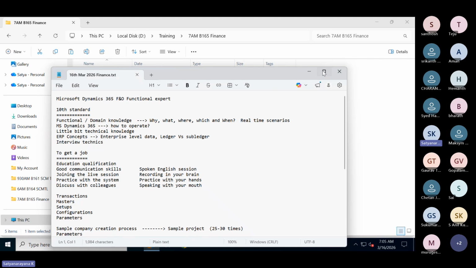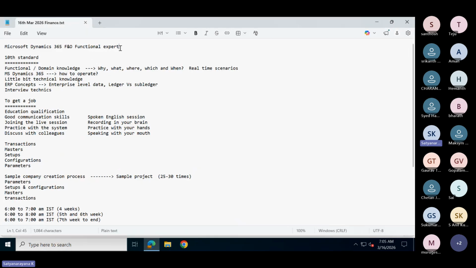I'm a Microsoft Dynamics 365 functional expert, but not a technical expert. I have a total of 25 years of experience, and I have been working in Microsoft Dynamics for 16 to 17 years. For 13 years I have been providing training. Whenever you want to learn this application, if you have passed 10th, that is enough for me. Any degree is fine. I have delivered training to more than 1500 to 1600 people.